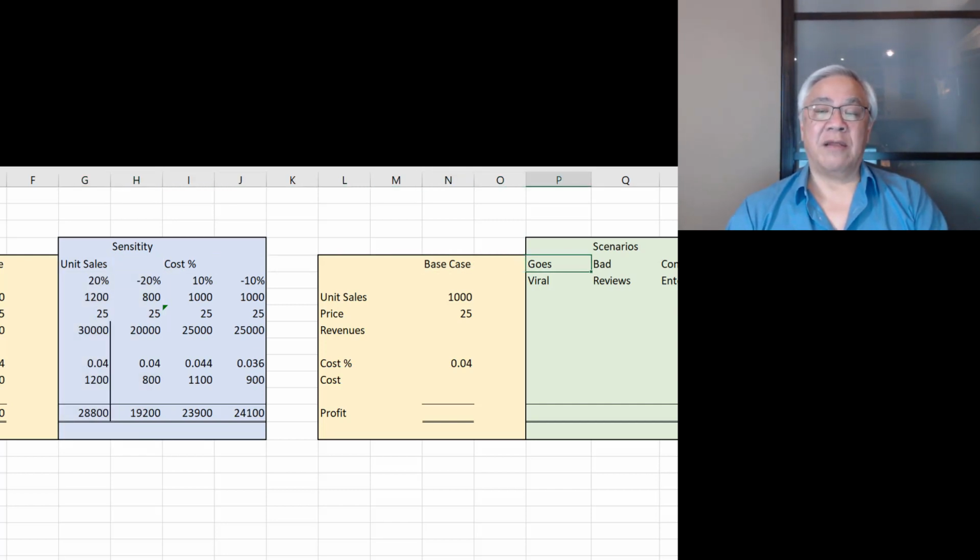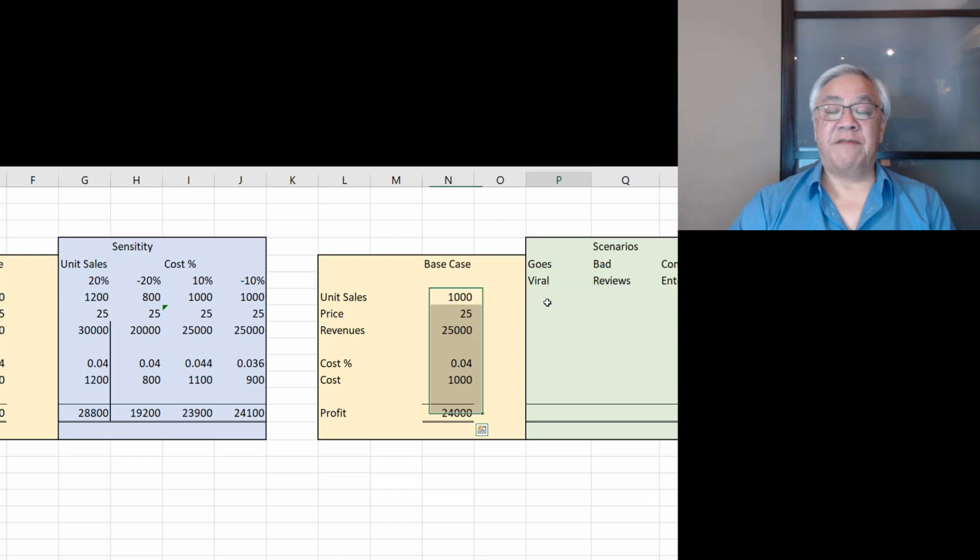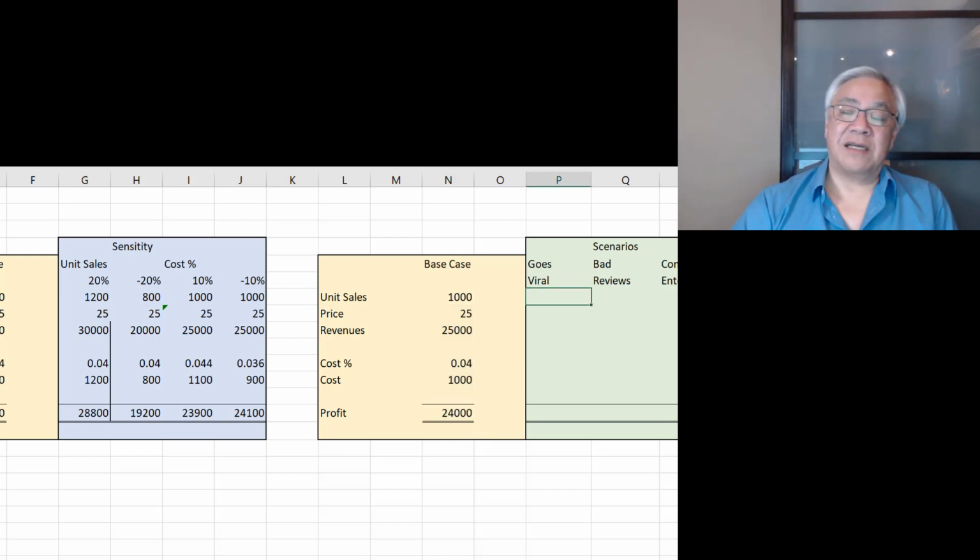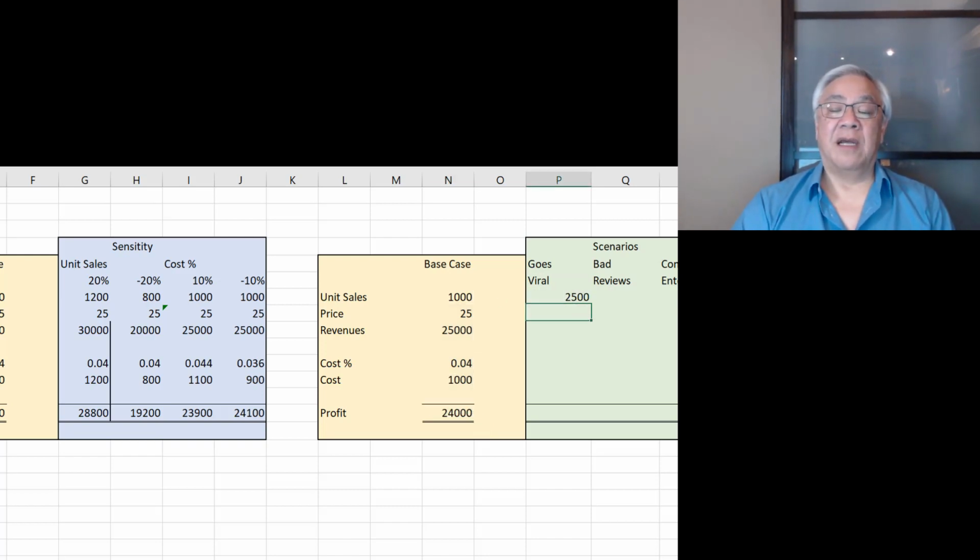All right, next on the right side, we'll do scenarios. Now scenarios aren't like doing one variable at a time, tweaking it, which is what we did in sensitivity. Now we're saying a scenario, like the scenario I wrote here: everything goes viral. So if it goes viral, the unit sales are going to go nuts. It's going to go to 2,500. And our price will still be the same because we didn't change price. So our revenues will jump because of our massive viral effect in our business. And our cost is still 4%, which means our total cost will be 2,500 and our profit.